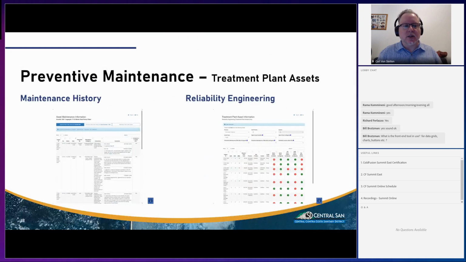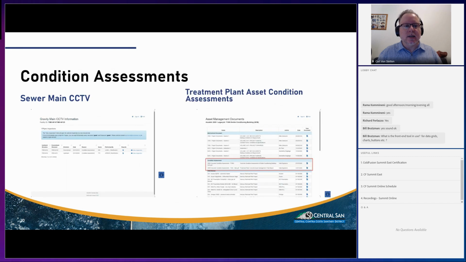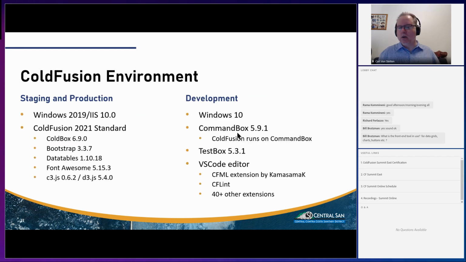I didn't really have time to talk about this report, but that was another ColdFusion application. We did talk about the spare parts management. Okay, so to kind of wrap up, this is what our environment looks like. We've got a production server, and then we have a staging server. We're running on Windows, and we're currently running ColdFusion 2021. We haven't moved to 2023 yet. That is something we're planning to do.